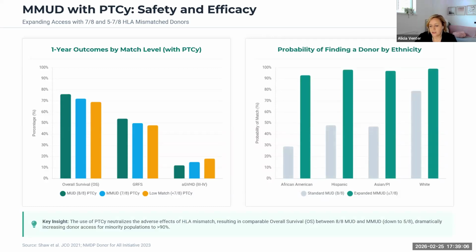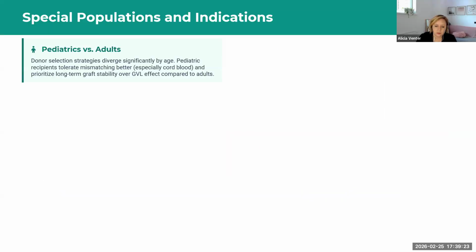So the use of PT-Cy neutralizes the adverse effects of HLA mismatch, resulting in comparable overall survival between 8 of 8 matches and multiple mismatch, dramatically increasing donor access for minority populations to over 90%. But of course, not every patient is the same, and it is important to consider the patient population.